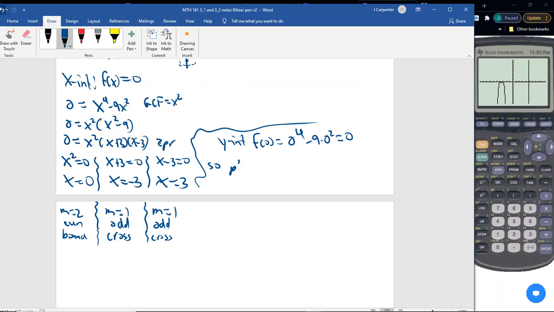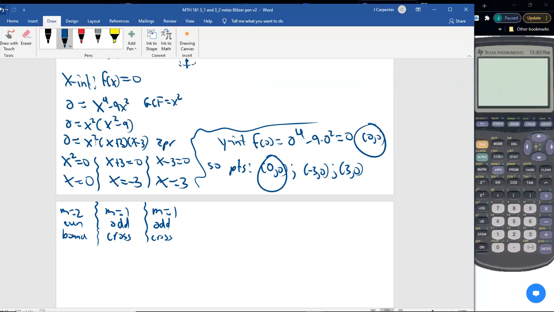So we have points with x equals 0, that says an x-intercept is (0, 0). Then we have the (-3, 0). Then we have the (3, 0). And then the y-intercept, f of 0, was 0, which means that point is (0, 0), which is the same as the x-intercept we found earlier. So the y-intercept is the same point as one of the x-intercepts.